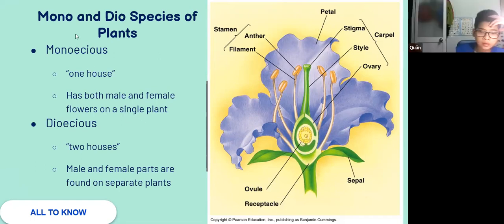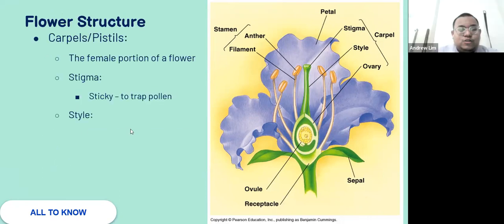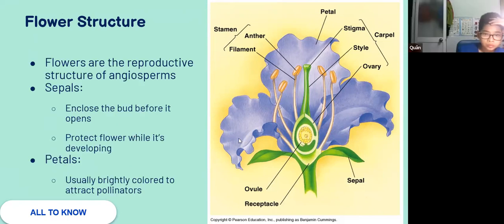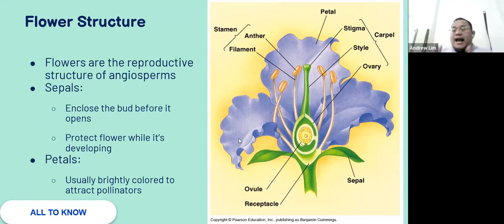Yes, okay. This blue color thing basically, right? The petal is used, right? It's bright in color. Why? Because they want to attract insects to come.